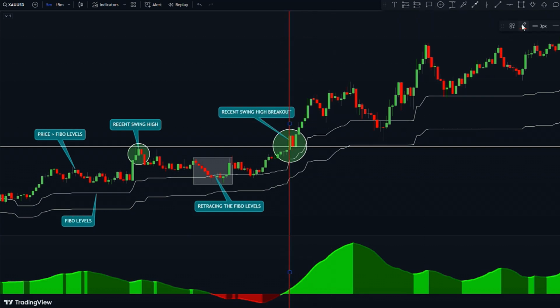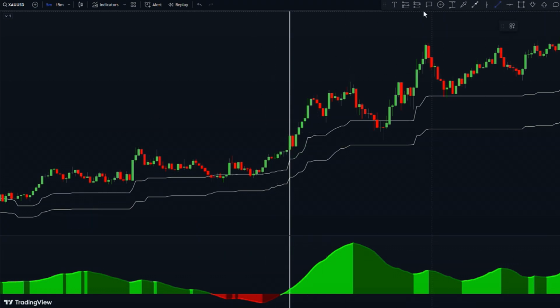But before we jump into a trade, we need to check out the squeeze momentum indicator. Make sure the area is green and above the zero level. This confirms that there's bullish momentum and it's a good time to enter a buy trade.